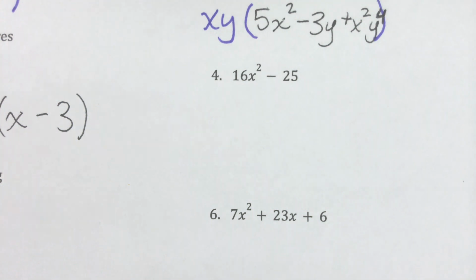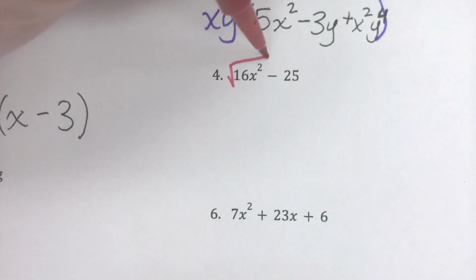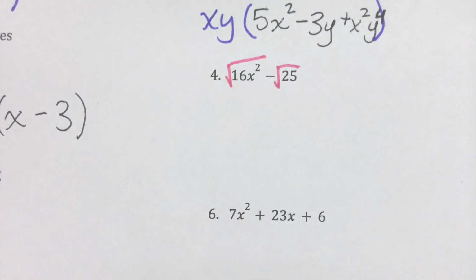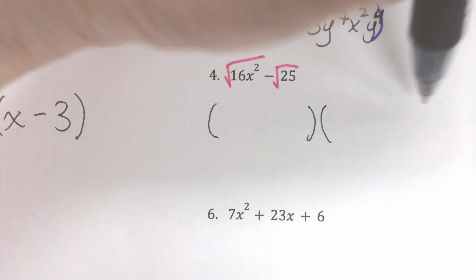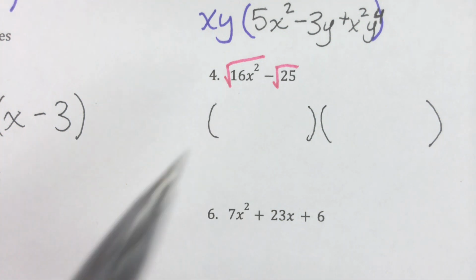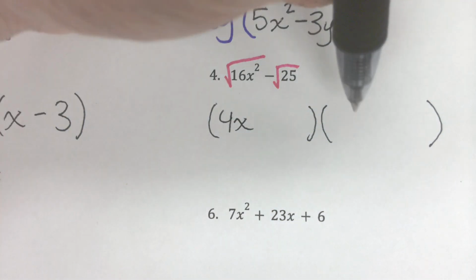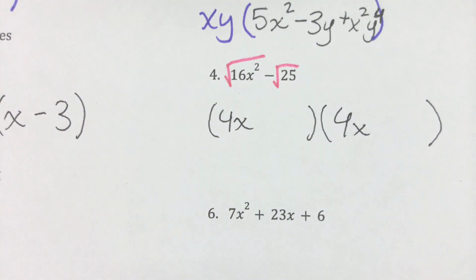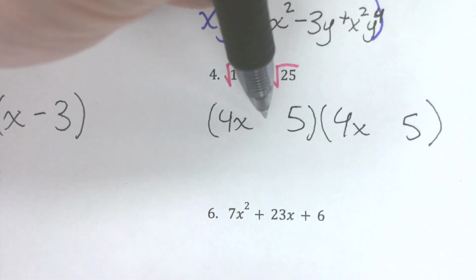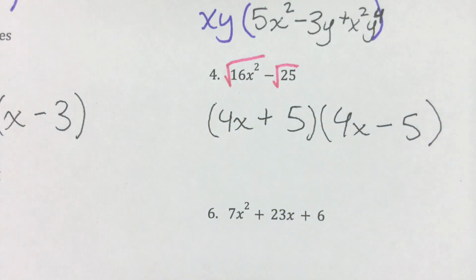Number 4, also a difference of squares. 16x squared is a perfect square. And 25 is also a perfect square. Set up 2 factors always. I'll do the front first. Square root of 16x squared is 4x. That goes in the front of both of those. Square root of 25 is 5. That goes in the back. One of them gets a plus, the other gets a minus. Those are your factors. Questions on difference of squares?